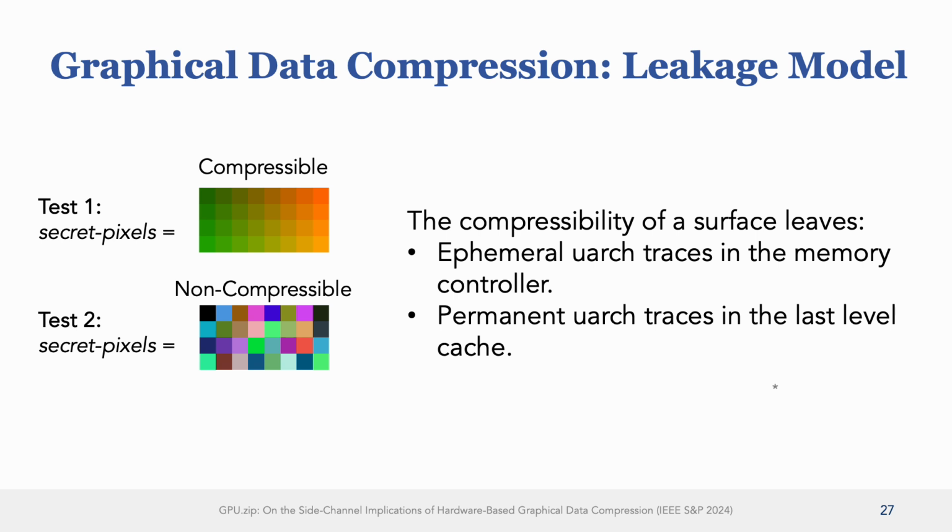Before studying the security implication of graphical data compression, let's look at the leakage model of graphical data compression. Suppose we prepare two surfaces that contain 6 secret pixels of different patterns, where pattern 1 is compressible and pattern 2 is non-compressible. What we observe is that because of graphical data compression, surfaces of different compressibility will leave ephemeral microarchitecture traces in the memory controller and permanent microarchitecture traces in the last level cache. A co-located attacker is capable of distinguishing pattern 1 from pattern 2. Now, let's see how an attacker can distinguish the two patterns by capturing the trace they leave behind in the memory controller.